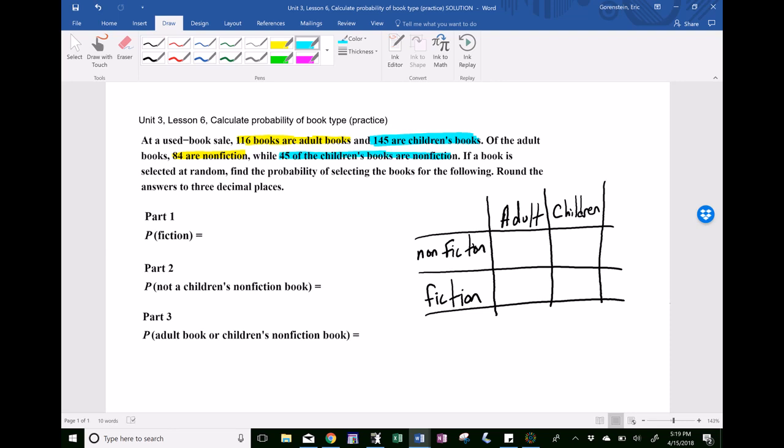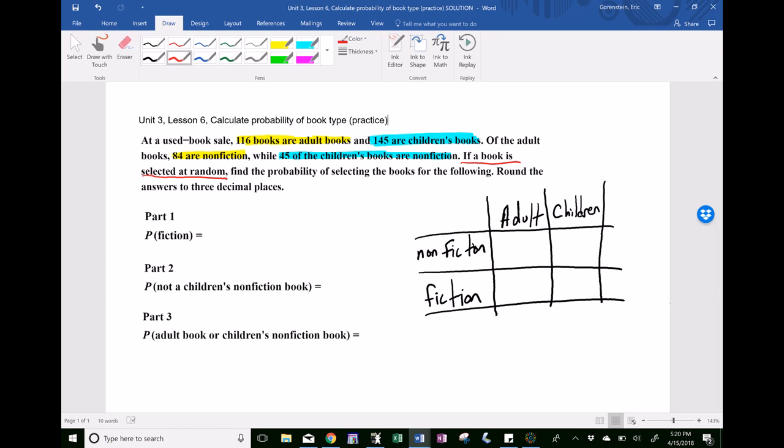Okay, and here's the key: if a book is selected at random, we're just looking at one single event, not a sequence of multiple events, so we're not using the multiplication rule. This is the probability of one or more things happening at once. This is where we use the addition rule, or the rule for or.